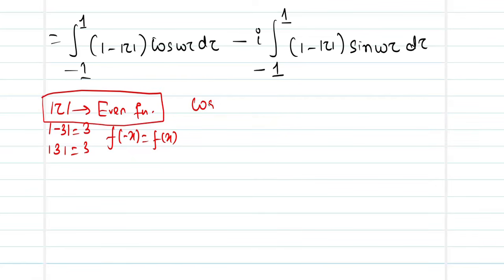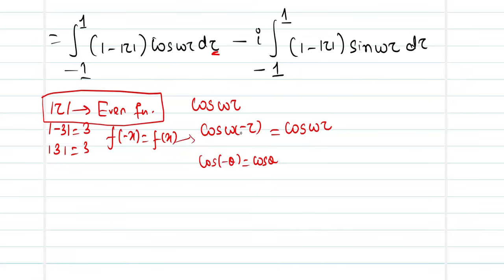And now similarly cos omega tau. When I replace tau, which is my variable, with minus tau in cos omega of minus tau, what do I know? That cos of minus theta is the same as cos theta. So cos omega of minus tau is the same as cos of omega tau. Again I can see that f of minus theta is the same as f of theta. So cos omega tau is also an even function. So this is the second stage. Next, let me move to sine omega tau.